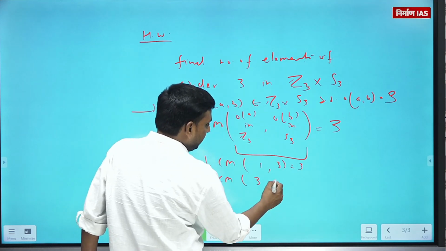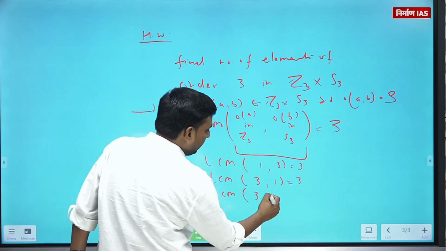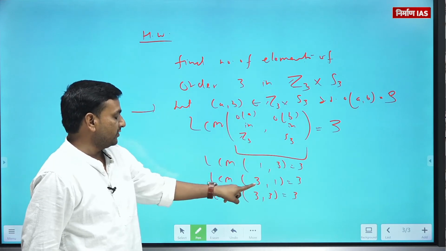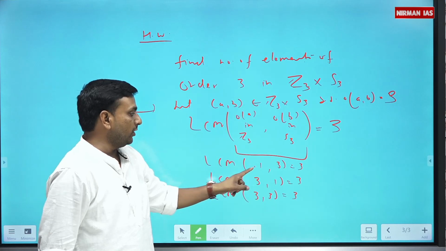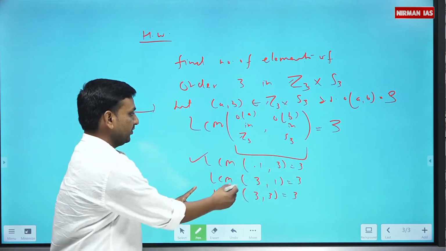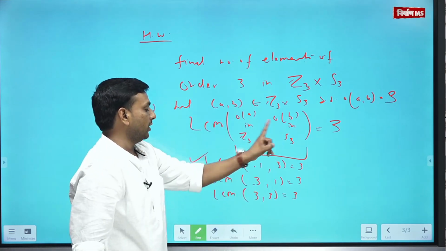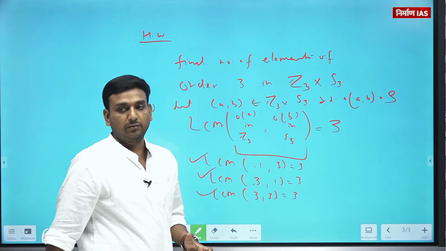LCM of 3 and 1 is 3. LCM of 3 and 3 is 3. Now we need to cross check whether it is possible or not. Z3 will have an element of order 1, yes. S3 will have an element of order 3, yes. Z3 will have an element of order 3, yes. S3 order 1, yes, 3, 3. So all these are possibilities.